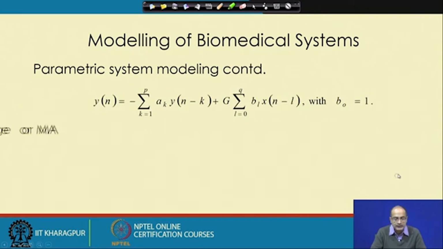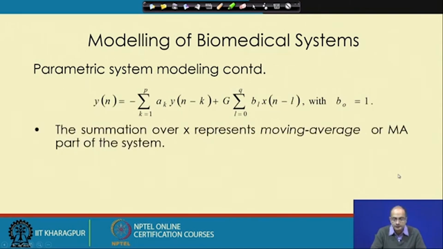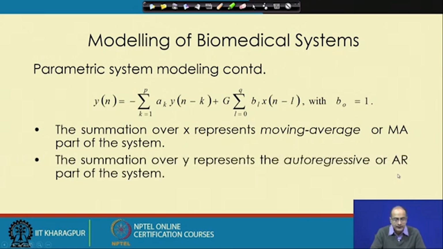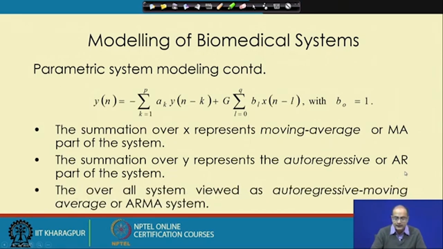That is the way it is defined. Out of these two summations, the one over x represents the moving average of the input x, and the other part, the summation over y, is called the autoregressive part, or AR part, of the system. Altogether we call this system an autoregressive moving average system, or in short, an ARMA system.